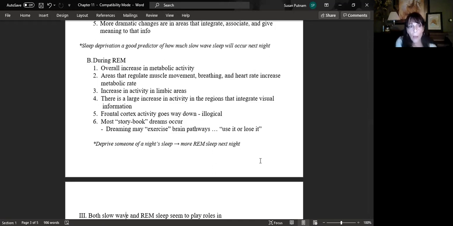So typically, and you'll notice I'm saying that a lot because trust me, this isn't always standard for every single person because we are all different. But typically, if you deprive someone of a night's sleep, you're going to get more REM sleep the next night. You're going to get some more deep sleep, and the lighter stages of sleep will be much shorter.